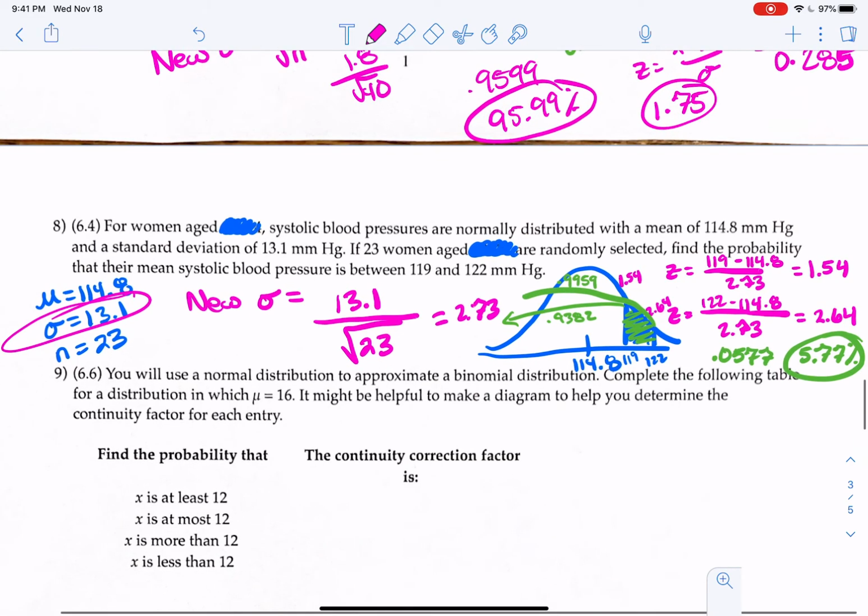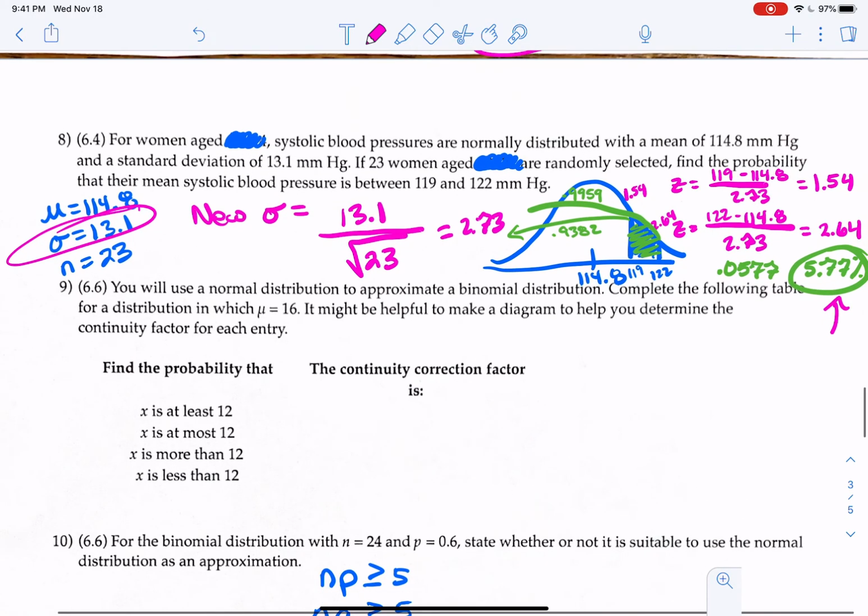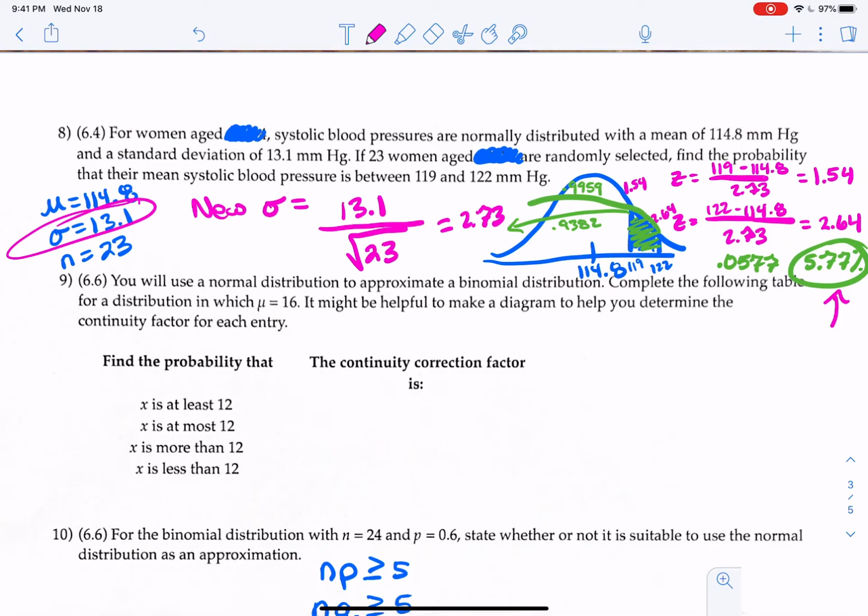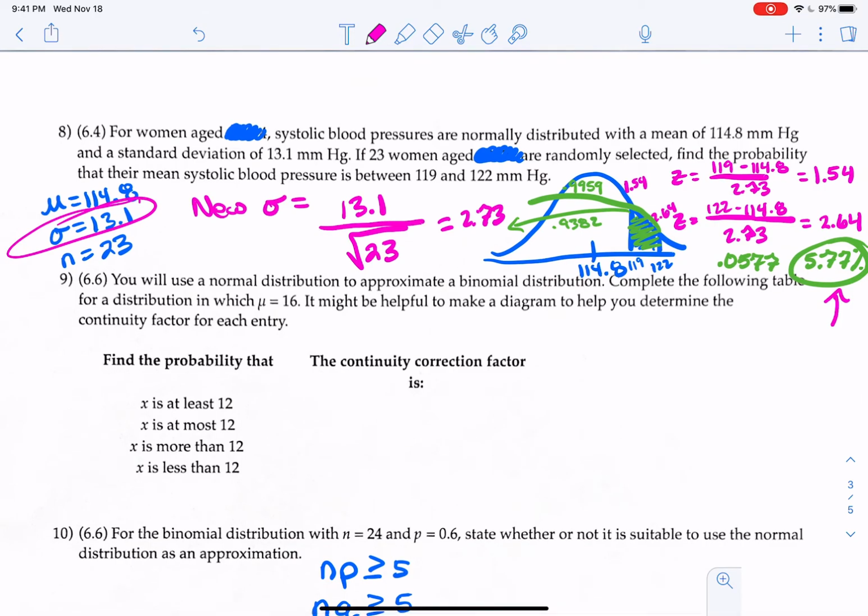If you want to take a look at that, pause this video and you can see we've got 5.77 as our percentage. Number 9 we kind of did together on our formula sheet. If it's at least 12, then at least 12 means 12 and beyond, so we're actually going to use 11.5. Okay, so our continuity correction factor is actually 11.5. That's the number that we're going to use. At most 12 means 12 and less than, but we want to include 12. So I'm going to use 12.5 as my number.